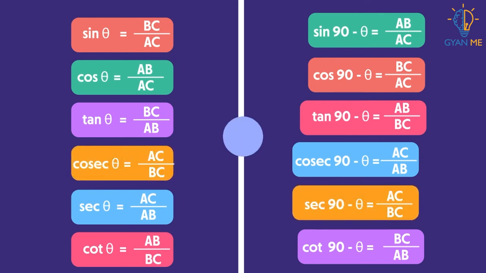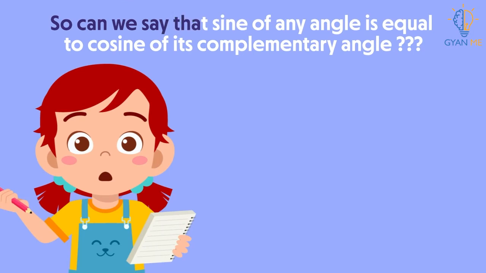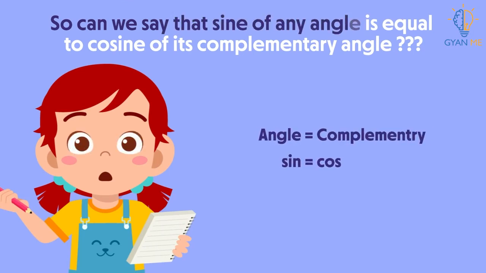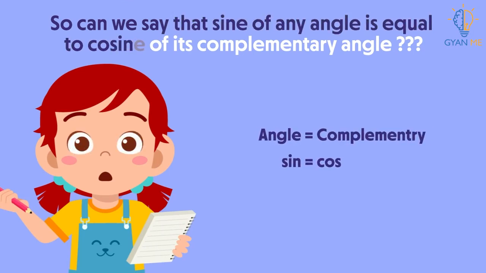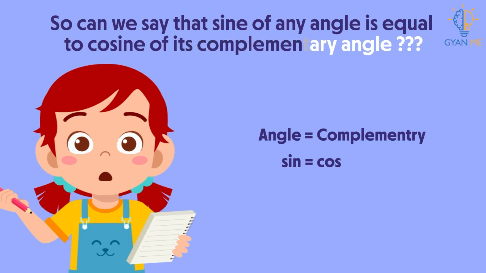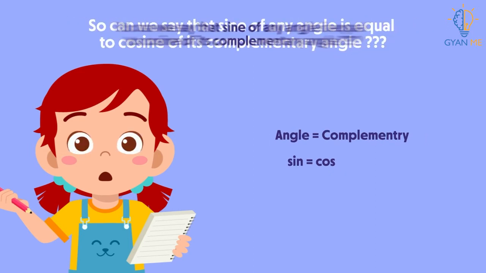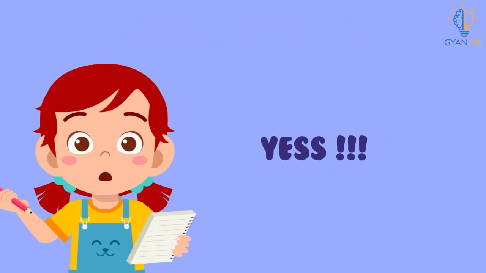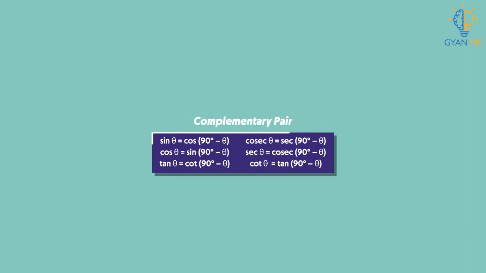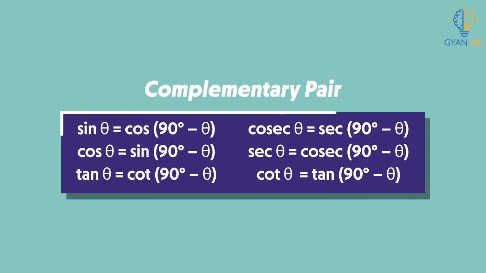So we can say that sine of any angle, may it be theta or any other, is equal to cosine of its complementary angle, which is 90 minus theta or 90 minus alpha and so on. Yes, we can definitely. In fact, this is true for all other complementary pairs. We can write them like this.